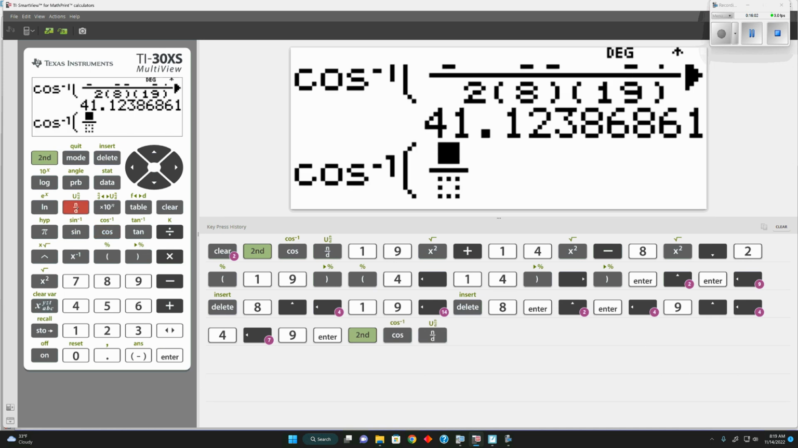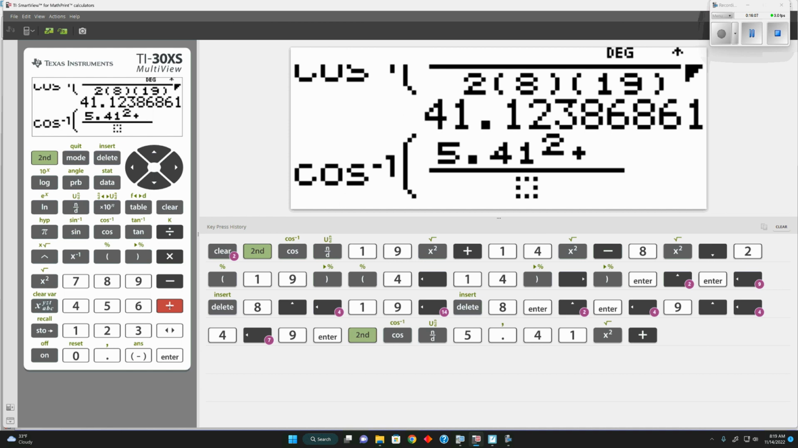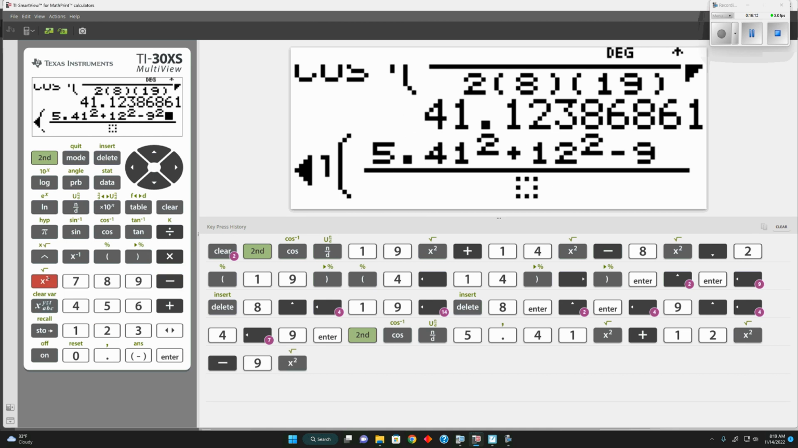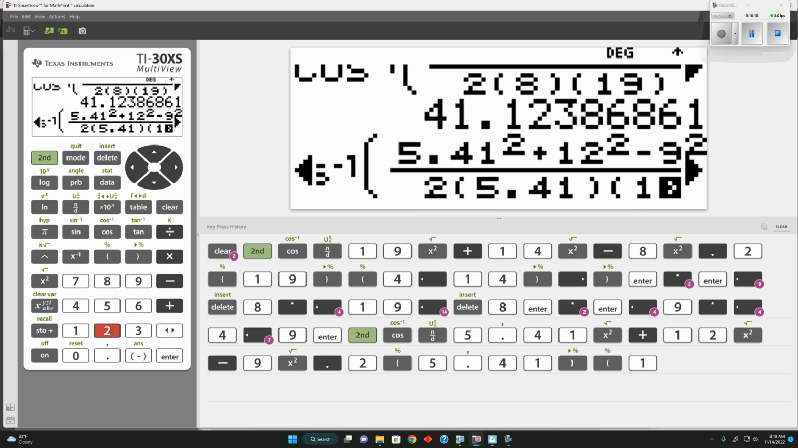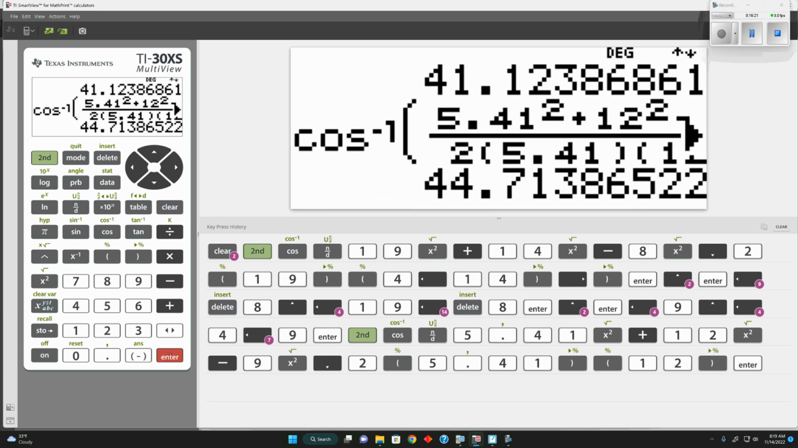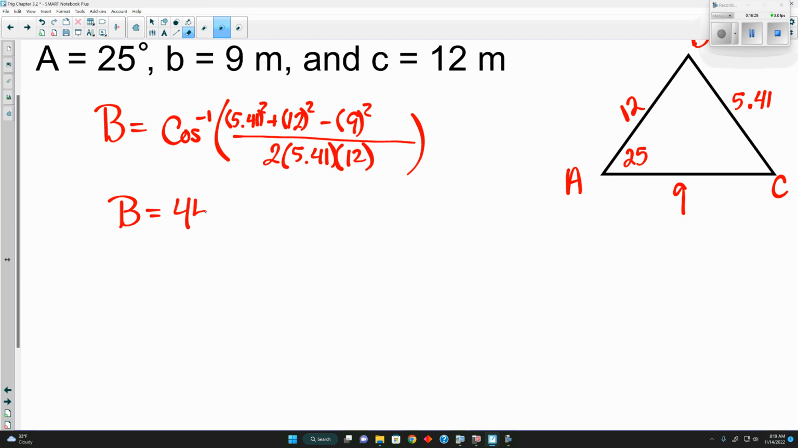And say cosine inverse of 5.41 squared plus 12 squared minus 9 squared over 2 times 5.41 times 12, 44.71 degrees. So we found that. We found side length A is our 5.41. Now we just need to find angle C, yes?